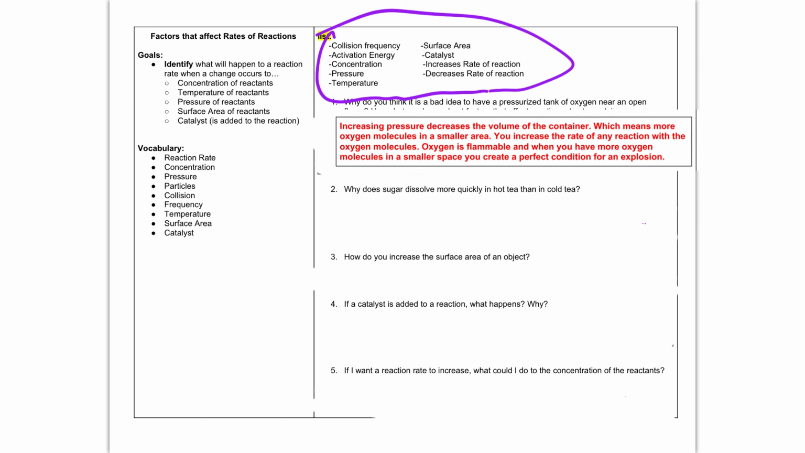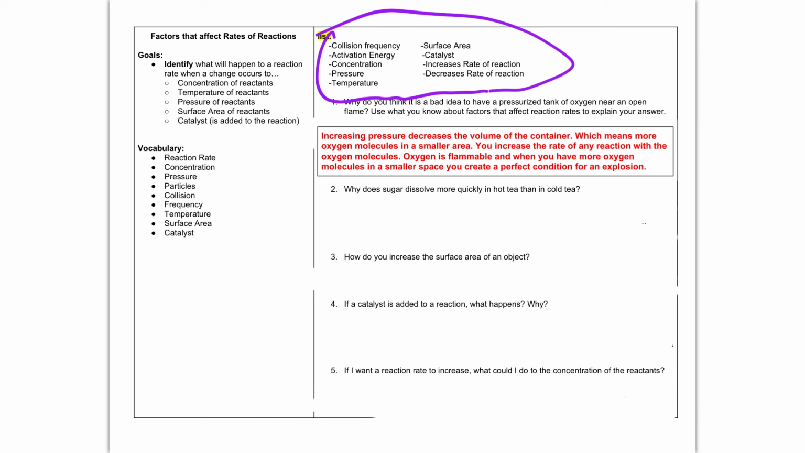So increasing the pressure decreases the volume of the container, which means more oxygen molecules in a smaller area. You increase the rate of any reaction with oxygen molecules. Oxygen is flammable, and when you have more oxygen molecules in a smaller space, you create a perfect condition for an explosion. The next question is, why does sugar dissolve more quickly in hot tea than in cold tea?